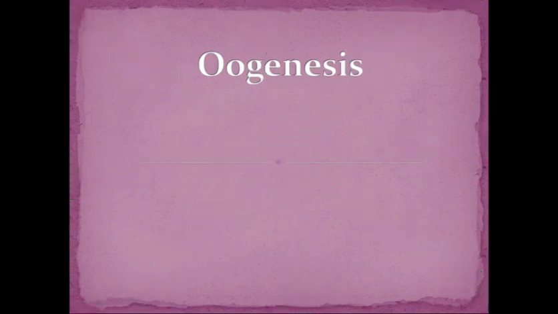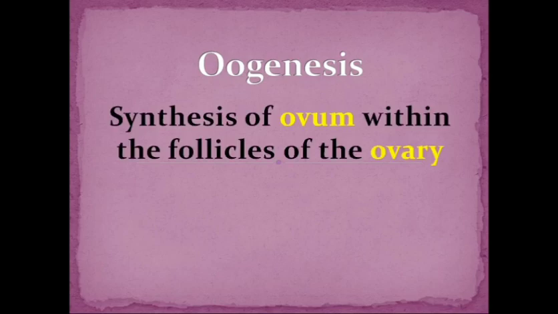Now you all know the meaning of genesis. Genesis means synthesis. O stands for ovum. So how can we define oogenesis? I hope you all can define it. It can be defined as the synthesis of ovum.